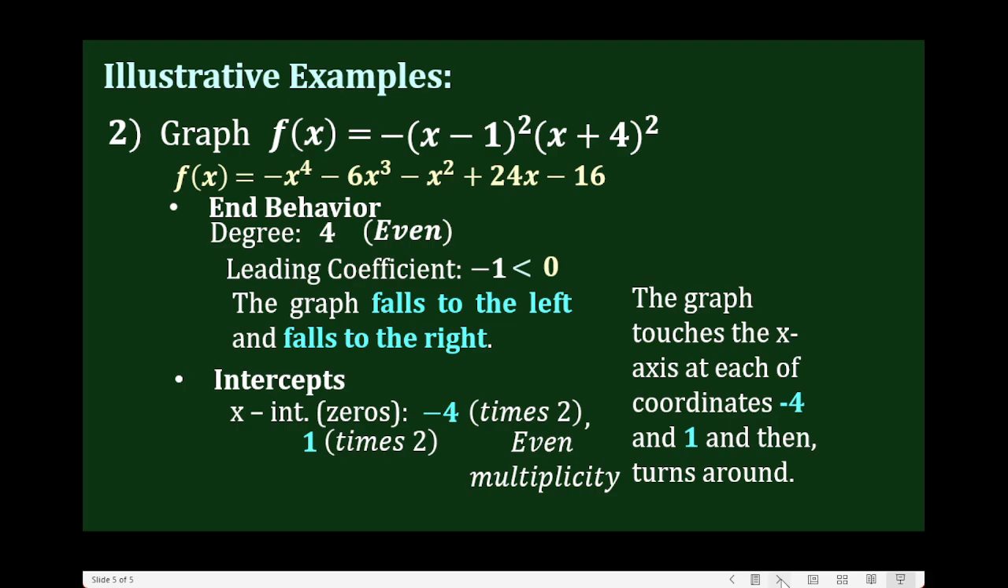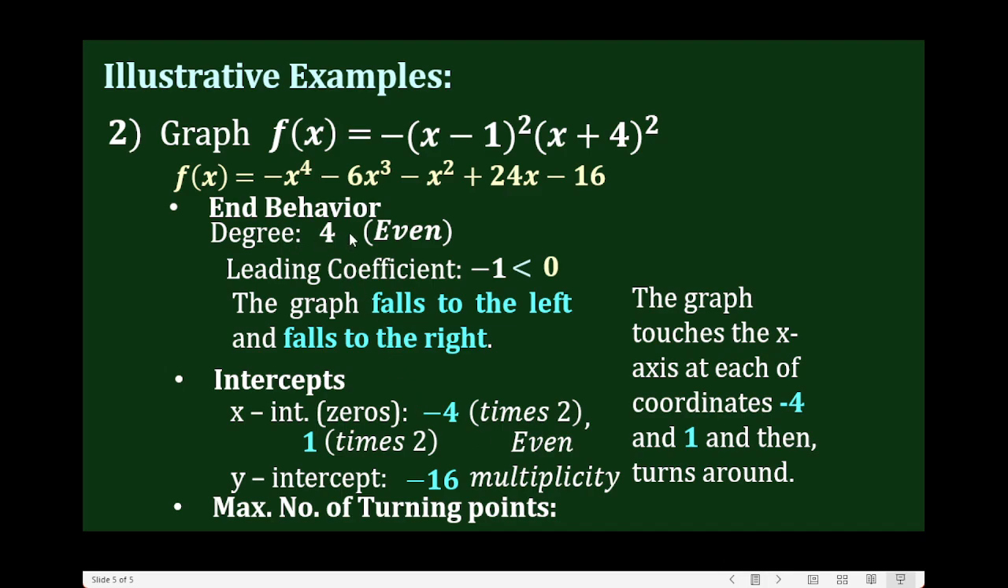Now, how about the y-intercept? Again, as I've said a while ago, we can easily find the y-intercept by looking at the constant term of the polynomial function written in standard form. So this is your y-intercept. Because as we know, if we are to look for the y-intercept, we always set the value of x equal to 0. And then for the number of turning points, or the maximum number of turning points, that is 1 less than the degree. If we have 4 as our degree, then the maximum number of turning points is 3.